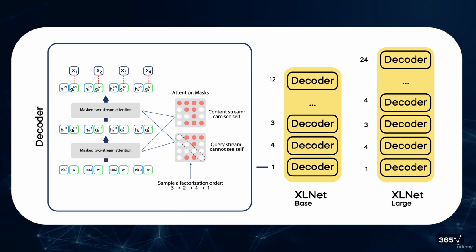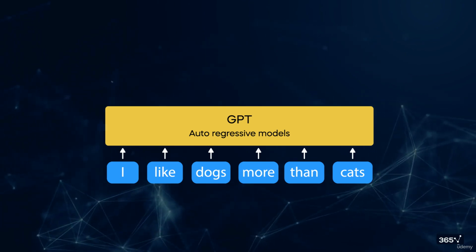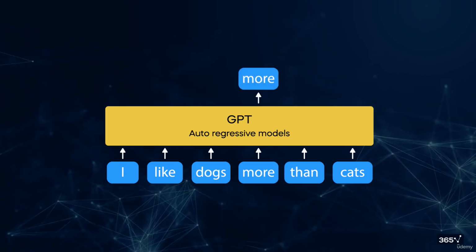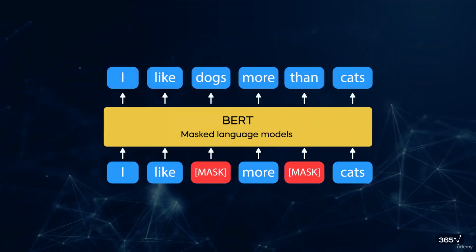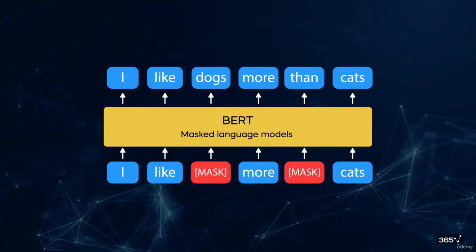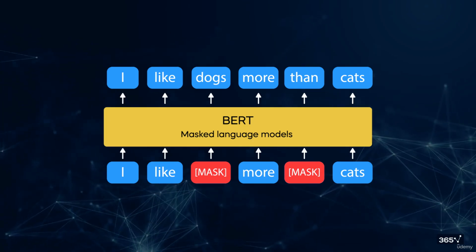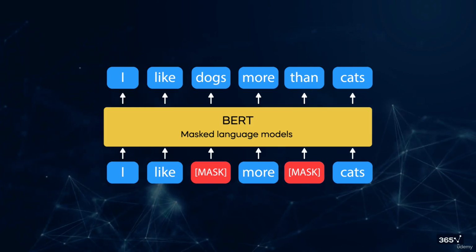One of the fundamental differences between XLNet and earlier models like BERT is the way they handle context. In traditional autoregressive language models like GPT, the training objective is to predict the next word in a sequence given the previous words, typically moving from left to right. In contrast, BERT uses a masked language model objective where some words in a sentence are randomly masked, and the model's task is to predict the masked words based on the surrounding context. XLNet takes a different approach.